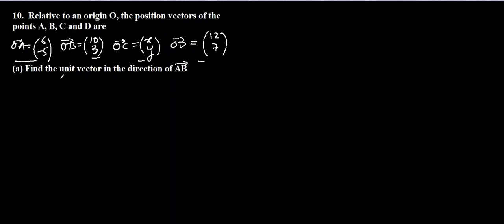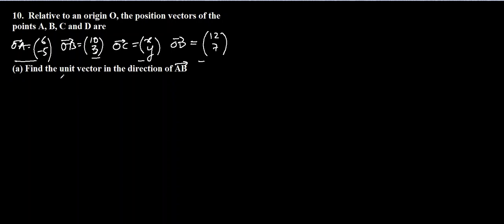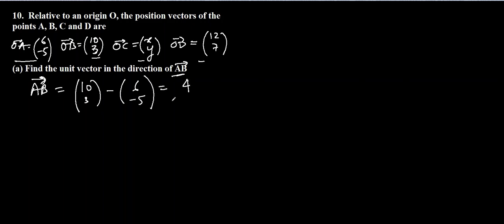Part A, find the unit vector in the direction of AB. So first we should find AB, and AB is the position vector of B, which is the head, 10, 3, it is head, right? B head is over B, minus the position vector of A, which is tail, 6 minus 5. So 10 minus 6 is 4, and 3 minus 5 will be 8.